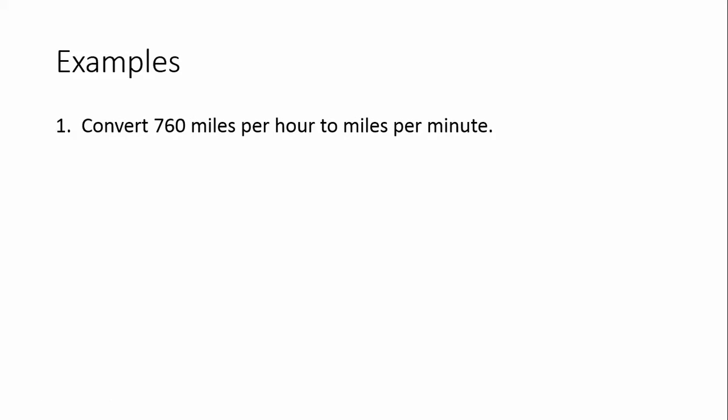So let's just practice. What we want to do is convert 760 miles per hour to miles per minute, and you're definitely going to want a calculator for this lesson. So 760, we're going to write miles on top. Whenever you see the word per, that typically means it's our fraction bar, per 1 hour. That's what 760 miles per hour means. But we want to change it to miles per minute.